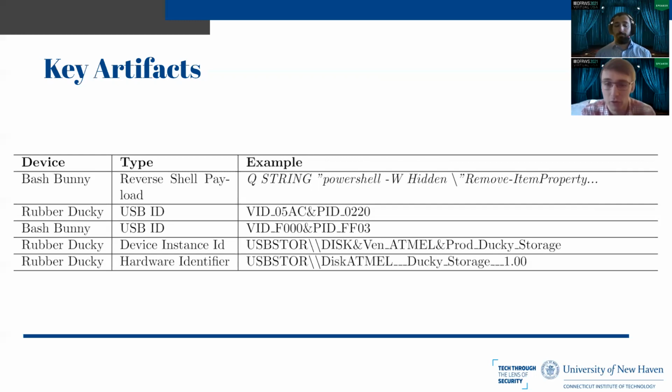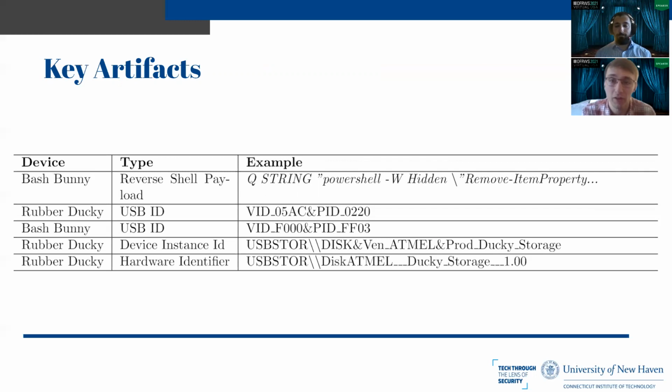Next, we have two rows where it's the USB ID of the Rubber Ducky and Bash Bunny respectively. Now, every single USB product has a vendor ID and a product ID. The vendor ID is given to represent the manufacturer, be it Apple or whoever, and the product ID is to represent the product within that vendor's line of products. So the Rubber Ducky's 05AC, that is actually Apple. So it is impersonating an Apple keyboard. 0220 is a specific Apple keyboard.